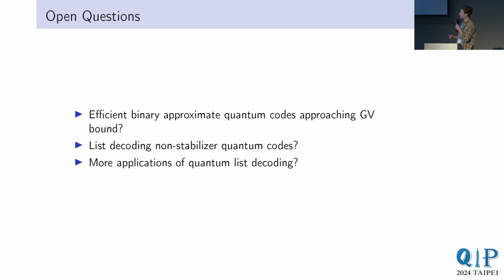And I guess just to conclude, some open questions. Can we go further down the route of binary alphabets? Can we extend list decoding to non-stabilizer codes? Everything I talked about was just for stabilizer codes. And can we get more applications of our techniques? So thank you.